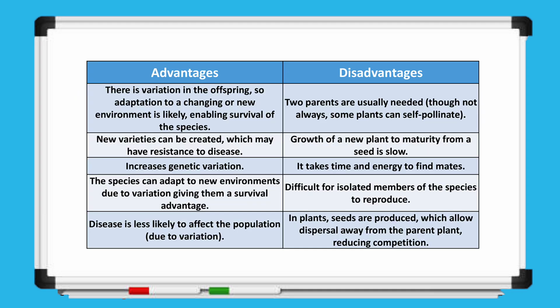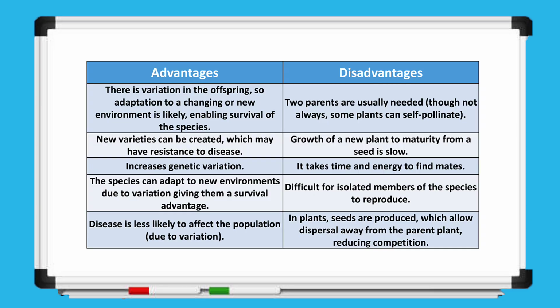From this table, we can clearly see the advantages and disadvantages of sexual reproduction. The advantages include that variation in offspring allows them to adapt to changing or new environments, increasing the chances of survival for the species. New varieties may be produced, some of which can be resistant to disease. Sexual reproduction increases genetic variation, enabling the species to adapt and thrive in different conditions. Disease is less likely to affect the population because of this variation.